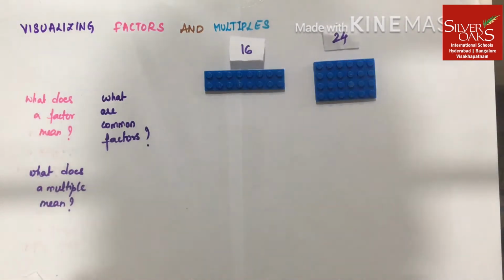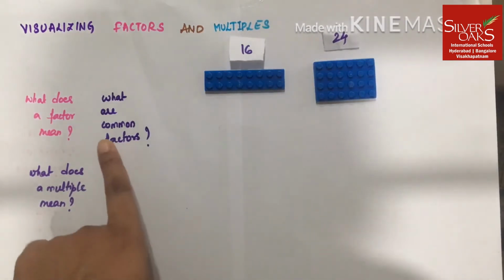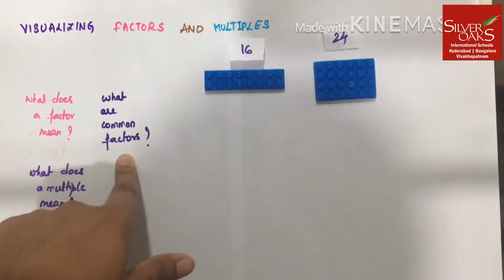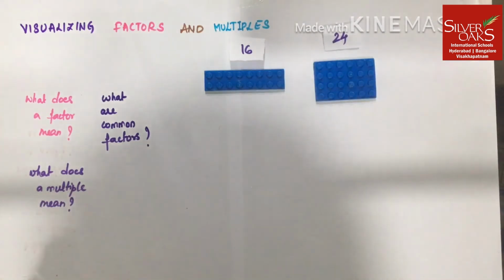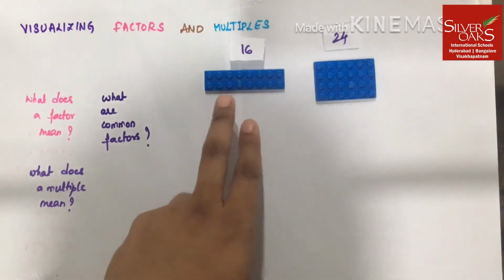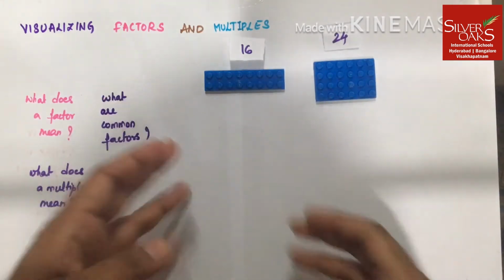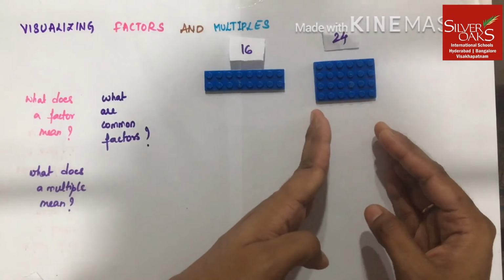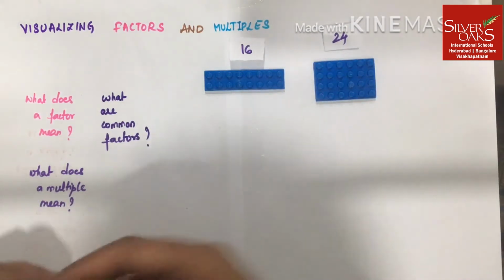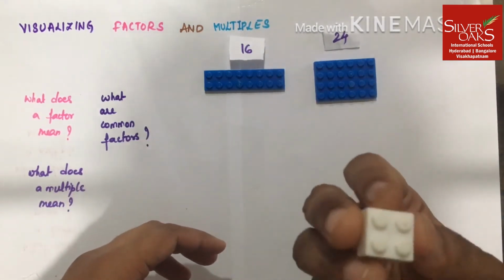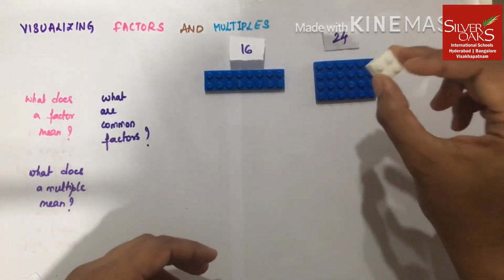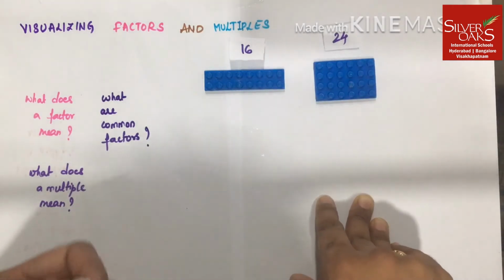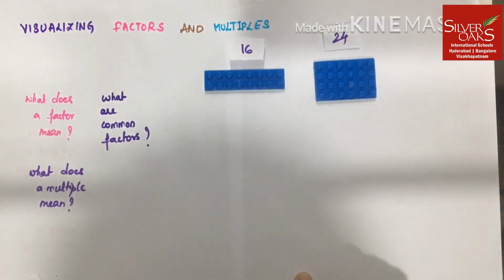Now let us move a little bit further and try to understand common factors. Will we be able to visualize what a common factor means? We know how to identify the factors of 16. It should be able to fill the whole of the base. Similarly, factors of 24 mean, think like if I'm using a Lego size of 4 and I start filling it, it should be able to fill the whole base. If so, I can call it a factor of my 24.